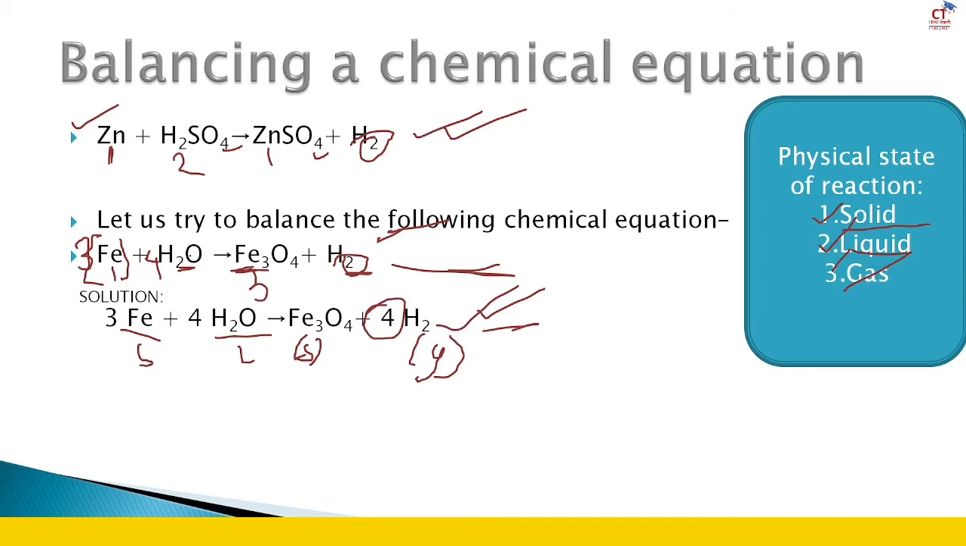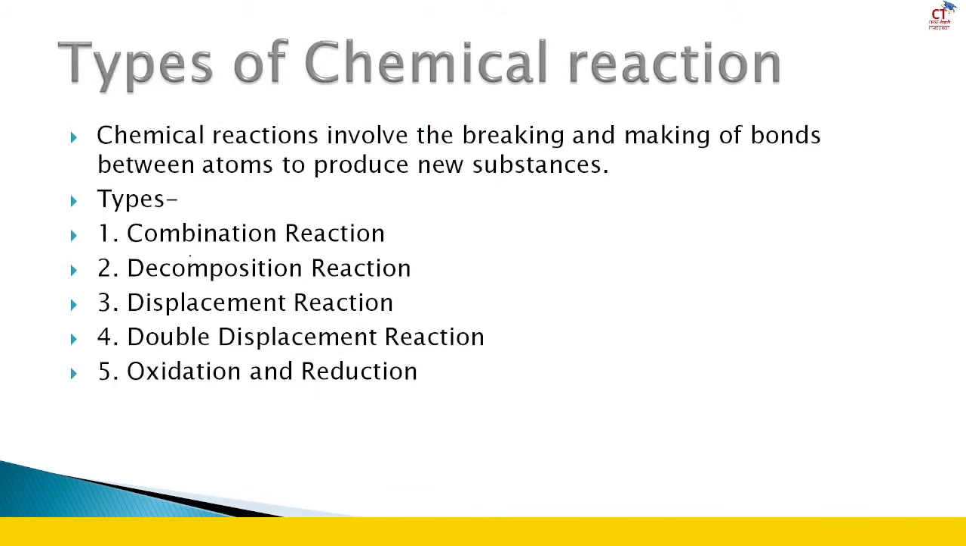So, let's get going with the types of chemical reactions. Chemical reactions basically involve the breaking and making of bonds between atoms to produce new substances. That is, the reactants are getting converted by breaking and making of bonds of atoms to form the product. And this making and breaking of bonds of atoms to form new substances can be categorized into 5 types. One is combination, then decomposition, then displacement, then double displacement, and finally oxidation and reduction. So let's learn about all these types in the further slides individually with examples.